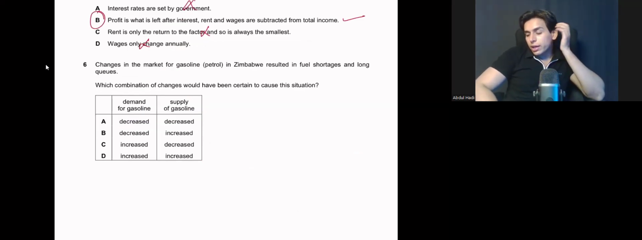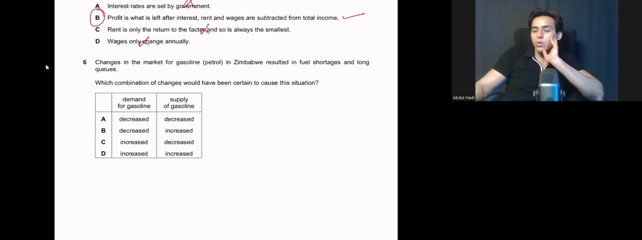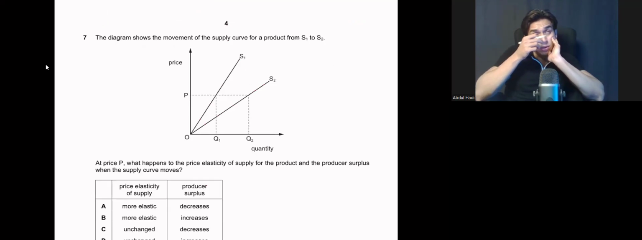Changes in the market for gasoline, petrol in Zimbabwe resulted in fuel shortages and long queues. Which combination of changes would have been certain to cause the situation? This is also a discontinued question. This is also a wrong question. All right. Question number 7.